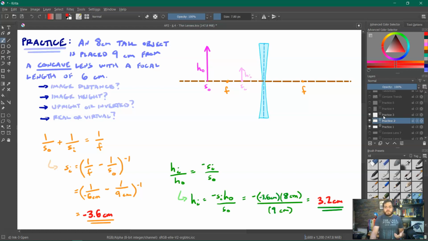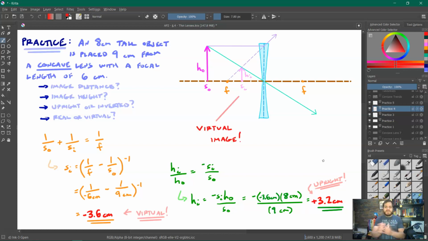Now we go ahead and solve for the image height. Let's stick it into this equation. The image distance was negative 3.6 times the object height, which was 8, over the object distance, which was positive 9, always positive, and multiply the whole thing by negative 1, and we get an image height of 3.2 centimeters, which is positive, telling us it is an upright image, which makes sense because we would expect this to be a virtual image because it is on the same side of the lens as the object.